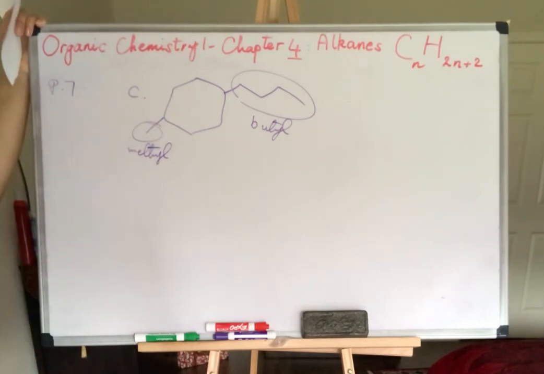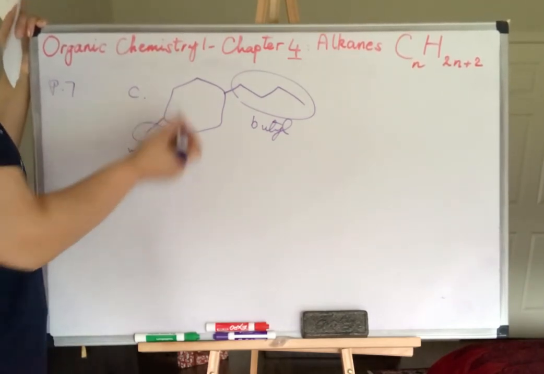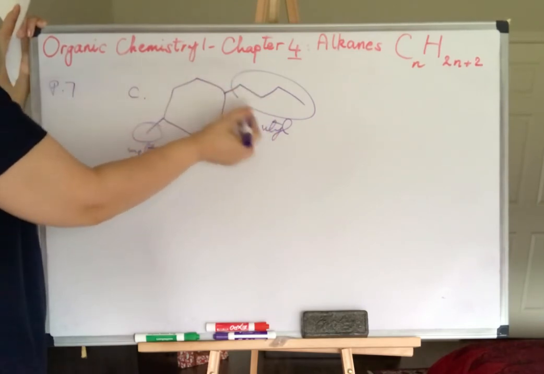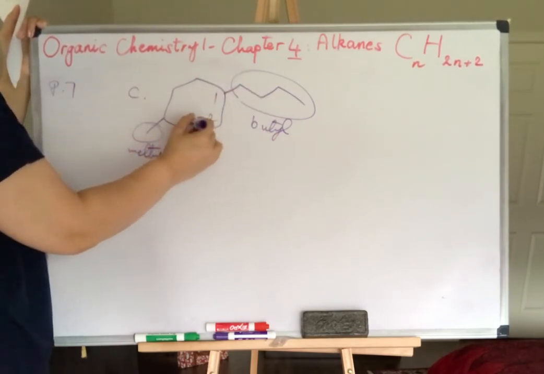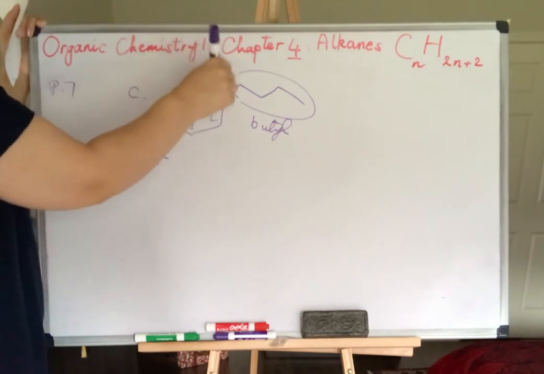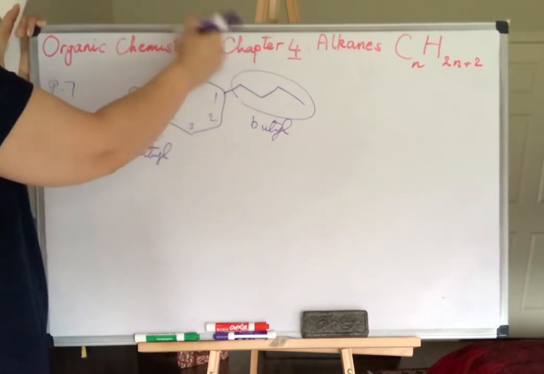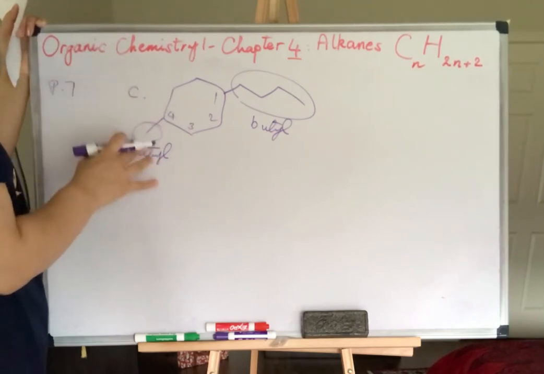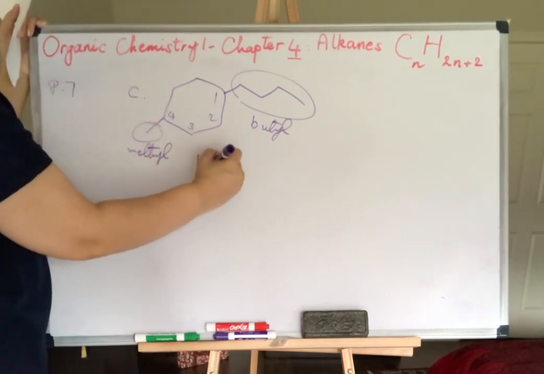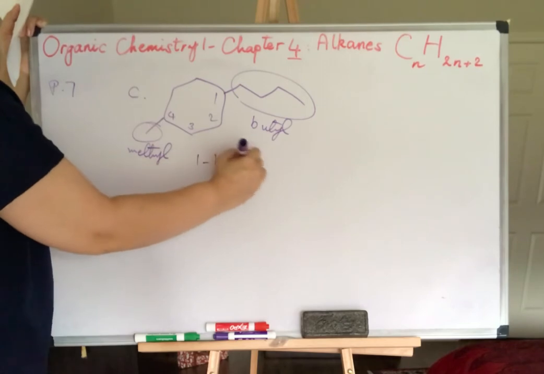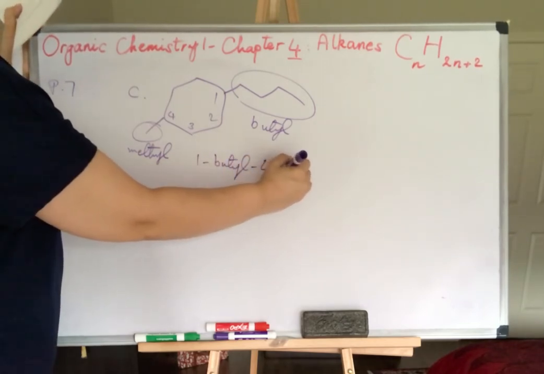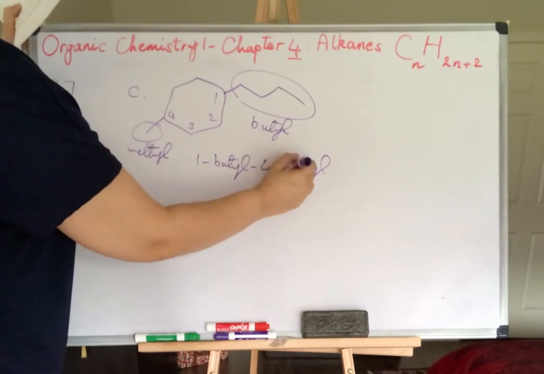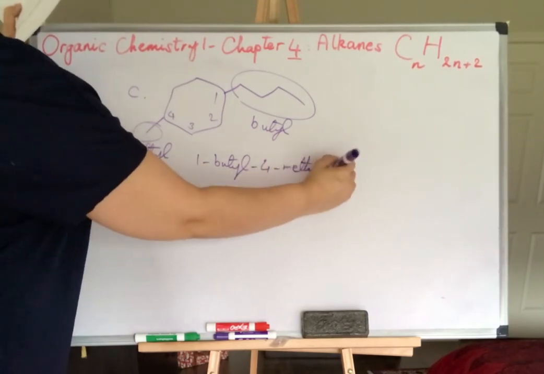So you start numbering from the one that starts alphabetically first. So 1, 2, 3, 4. And doesn't matter if you go clockwise or counterclockwise, either way, the second carbon will have number 4. So you have 1 butyl, 4 methyl, and how many carbons do you have in your ring? 6. Cyclohexane.